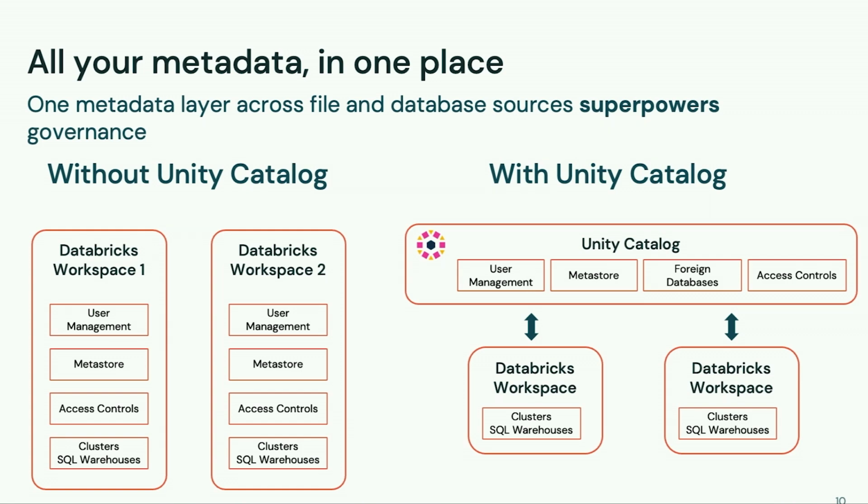With the introduction of Unity Catalog, what we did is we brought all of these up one level, which we call the account level. So now your metastore is at the account level, your users are managed at the account level, and your access control is also managed at the metastore at the account level. And then you have your workspaces. Think of those more like an area where you perform your compute, and you attach those workspaces to the metastore to access your metadata, your access control, and your data.